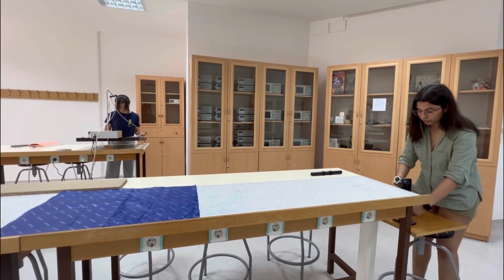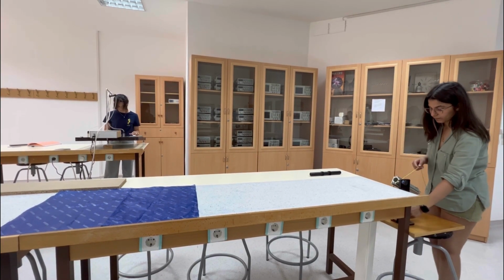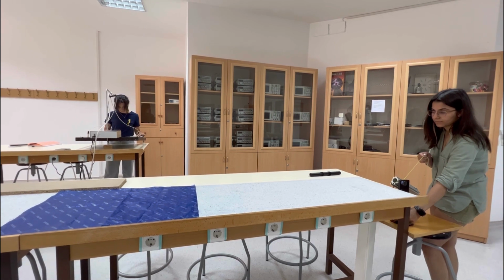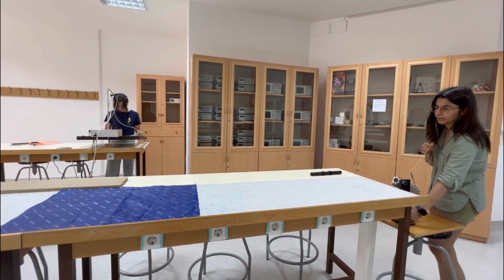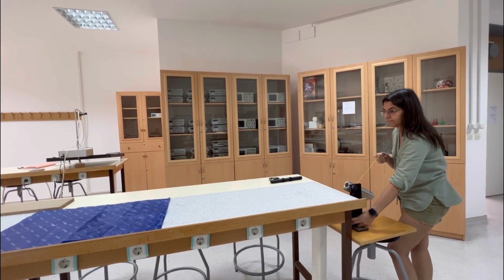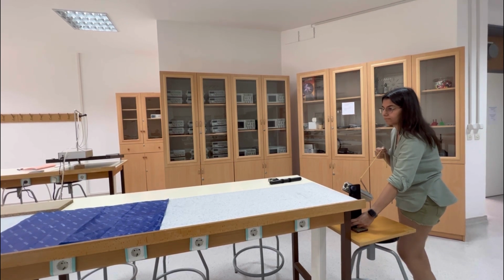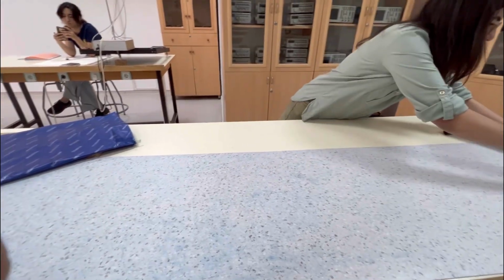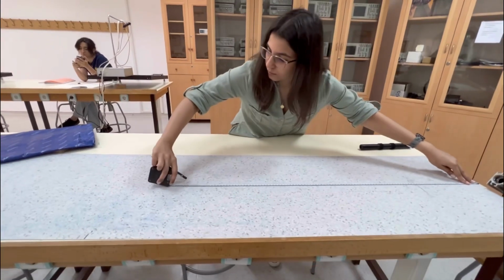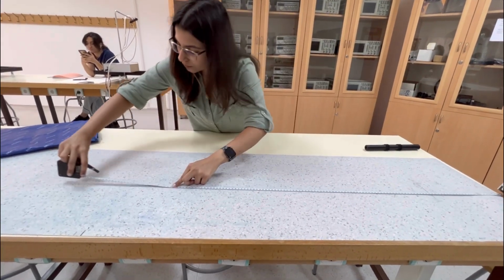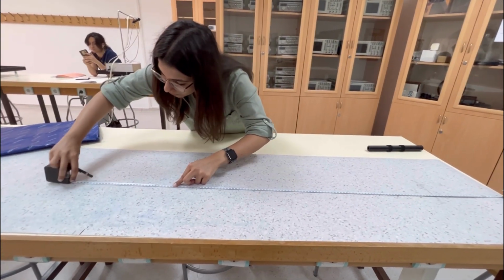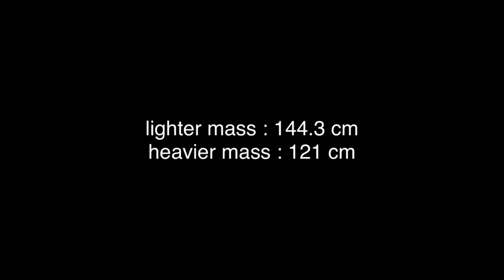Now, to be able to see how different masses travel different ranges, I fired the heavier projectile with the mass of 9.65 grams. Now the lighter one with the mass of 5.42 grams. By measuring the distance traveled using a tape measure, I found out that the lighter mass travels a longer distance. The average range for the lighter mass was about 144.3 centimeters and 121 centimeters for the heavier one.